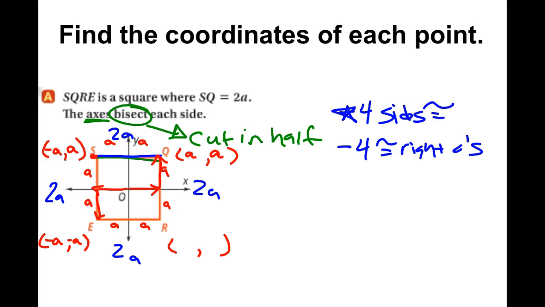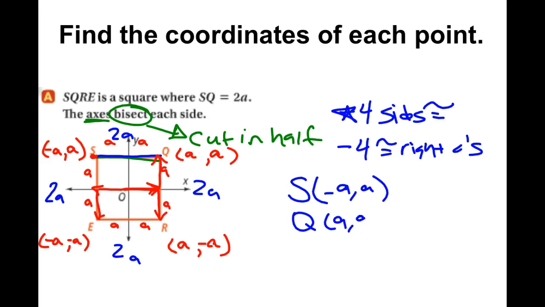Well, now I can see for R, it went to the right again, but then it went down. So going to the right is positive, but going down is negative. So I get those ordered pairs. So if I want to make my answer nice and pretty, because mine's a little bit of a mess, I would say S is at negative A, A, Q is at A, A, R is at A, negative A, and E is at negative A, negative A.